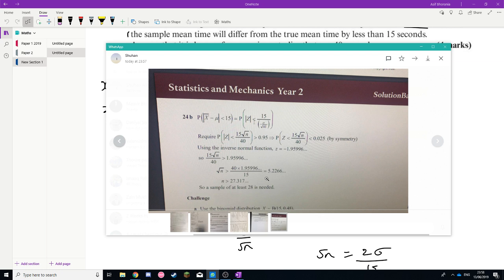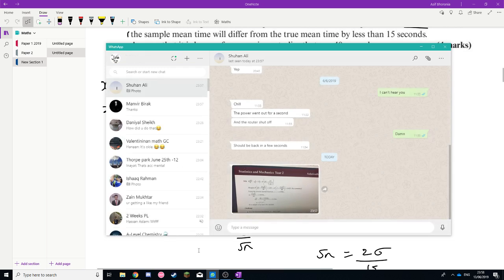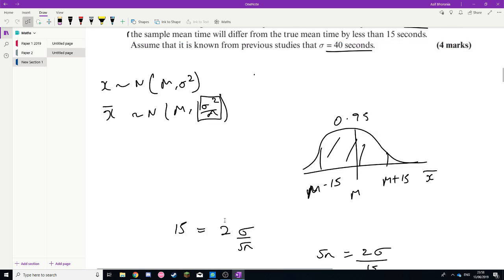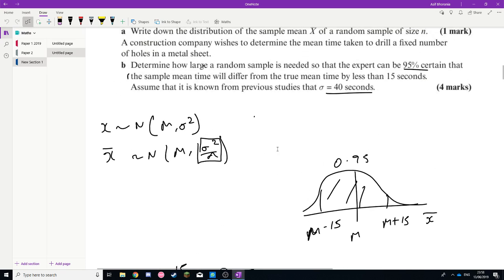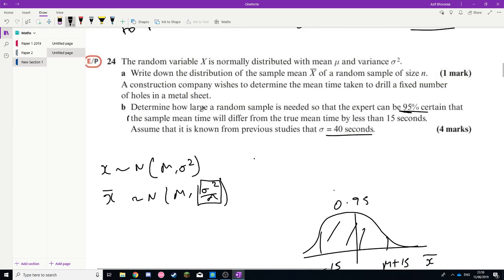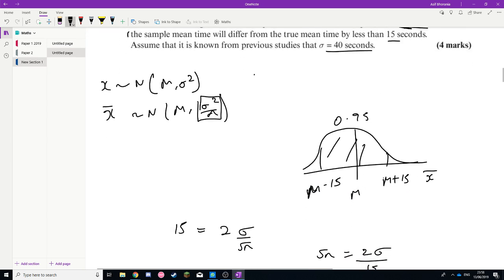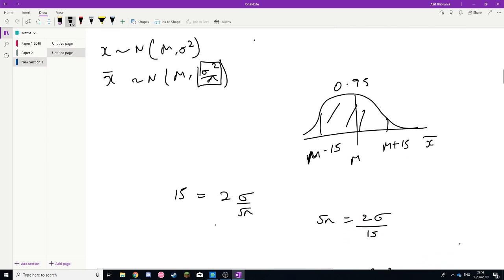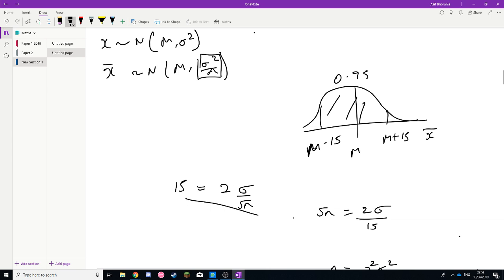Okay. So basically, what they did is they did not use the quick method. There's a quick method to do this: whenever something is within one standard deviation, and question 24, whenever something is within two standard deviations, it's 95%. So 15 is basically two standard deviations, and because of that, it helps us do this question much quicker.